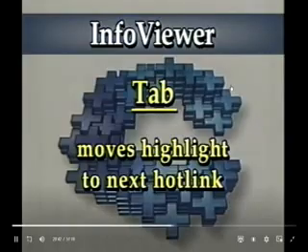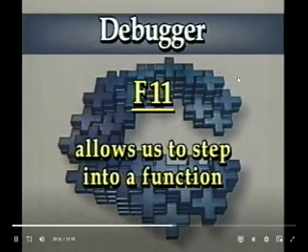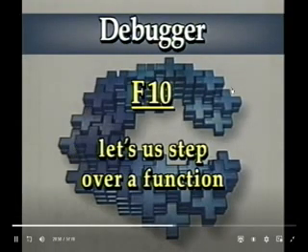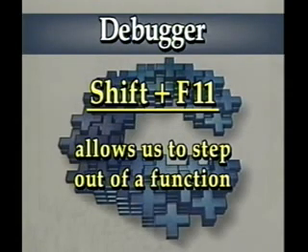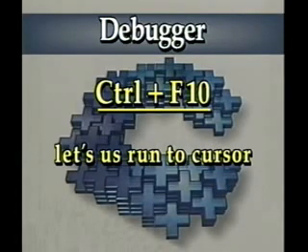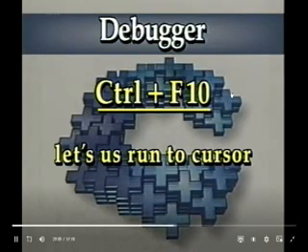The time-saving keystrokes we covered in this chapter. Tab moves highlight to next hot link. Bookmark. F11 allows us to step into a function. F10 lets us step over a function. Shift plus F11 allows us to step out of a function. Control plus F10 lets us run to cursor.